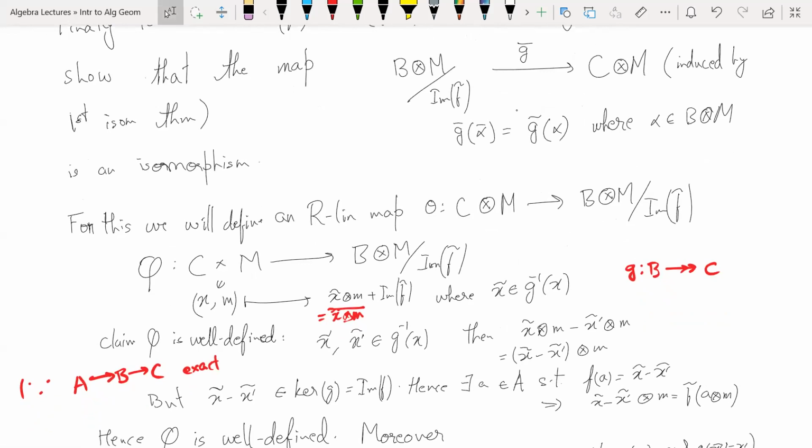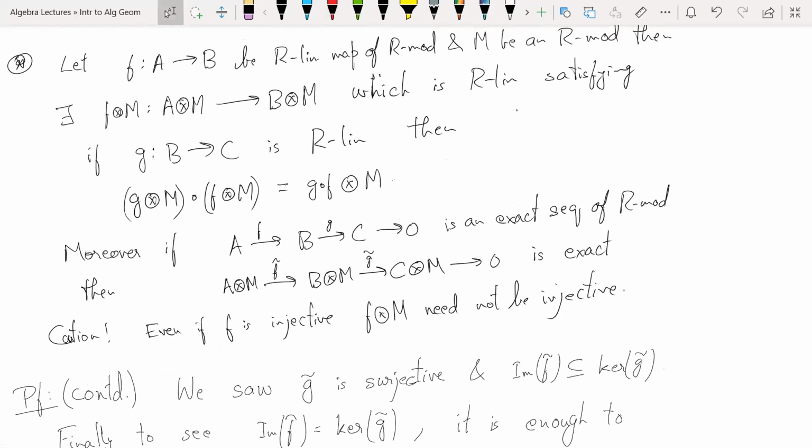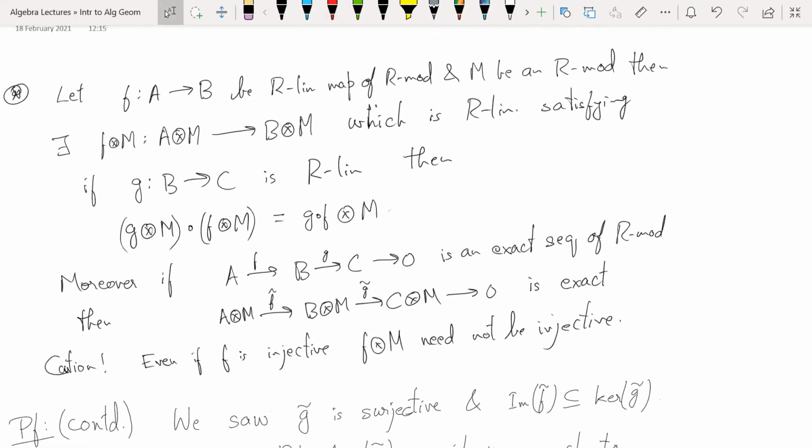So there exists a in A such that F a is x tilde minus x tilde prime. And so (x tilde minus x tilde prime) tensor m is the same as F tilde of (a tensor m). Because this is the same as F a tensor m, and F a tensor m, remember, is the same as F tilde of a tensor m. That is how the map was defined, if you recall. I haven't written it here, but last time in the definition we saw this map sends F a tensor m, so ordinary tensors are sent to the corresponding ordinary tensors.